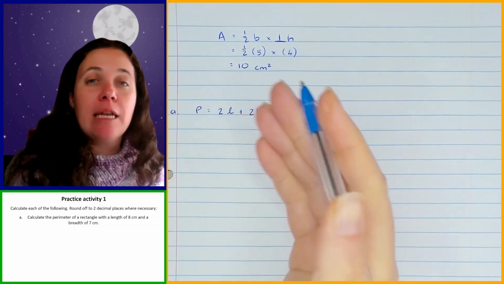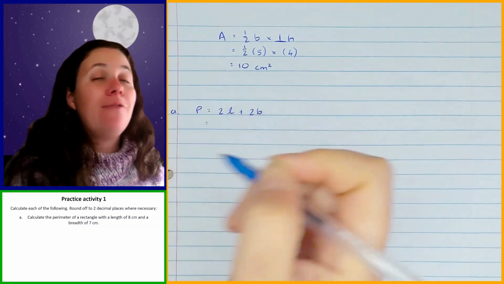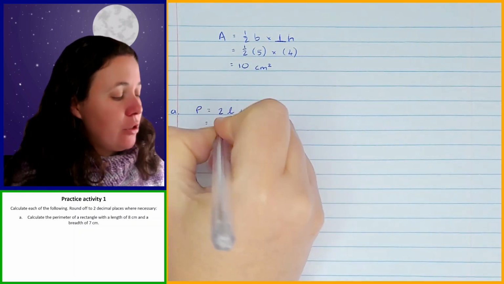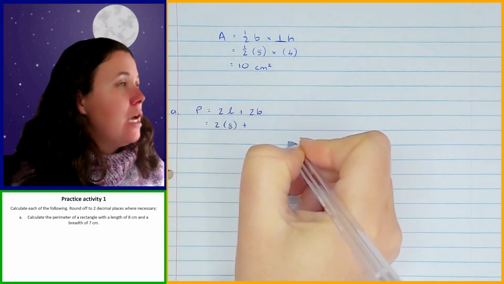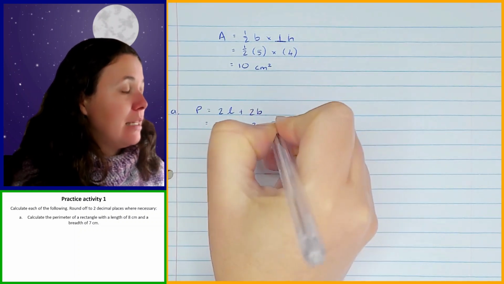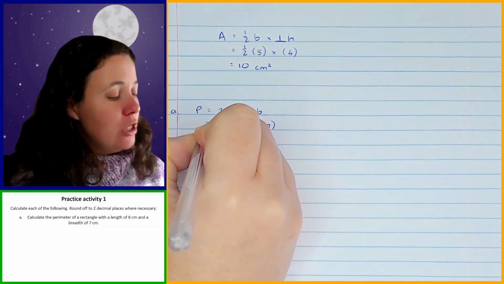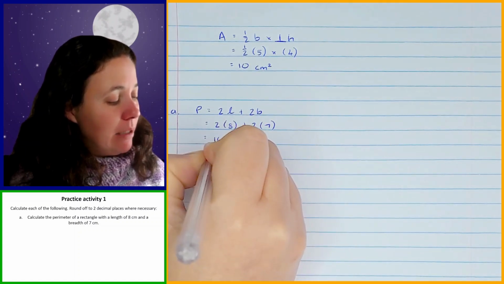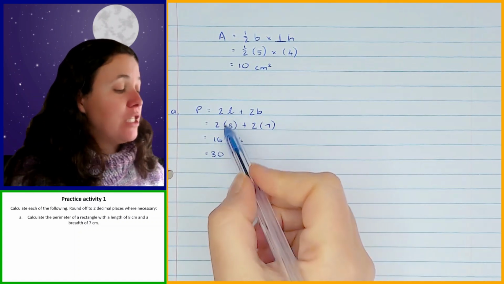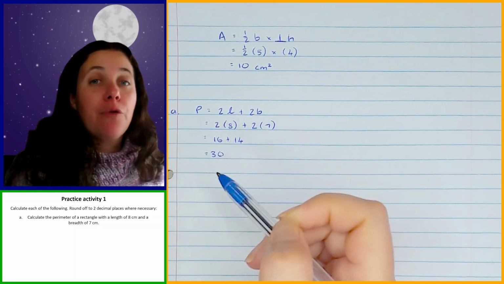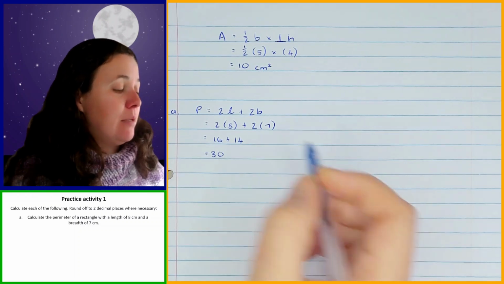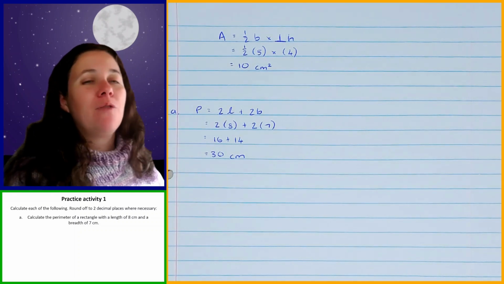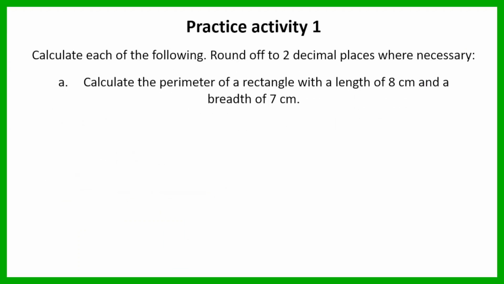Once I've got my formula, the next thing I'm going to do is substitute into the formula the values that I've been given, putting them in brackets. So I've got 2, and then my length is 8 centimeters, so I put 8 in brackets over here, plus 2 again, and the breadth is 7, so it's going to be 7 in brackets like that. So I've got 2 times 8 is 16, plus 2 times 7 is 14, and that gives me 30. Once again, once I've worked it out, I then need to write my answer with the correct unit of measurement. It's been given to me in centimeters, so the perimeter is going to be 30 centimeters. So that's what you should have got for question A. Right, now let's go on to question B.